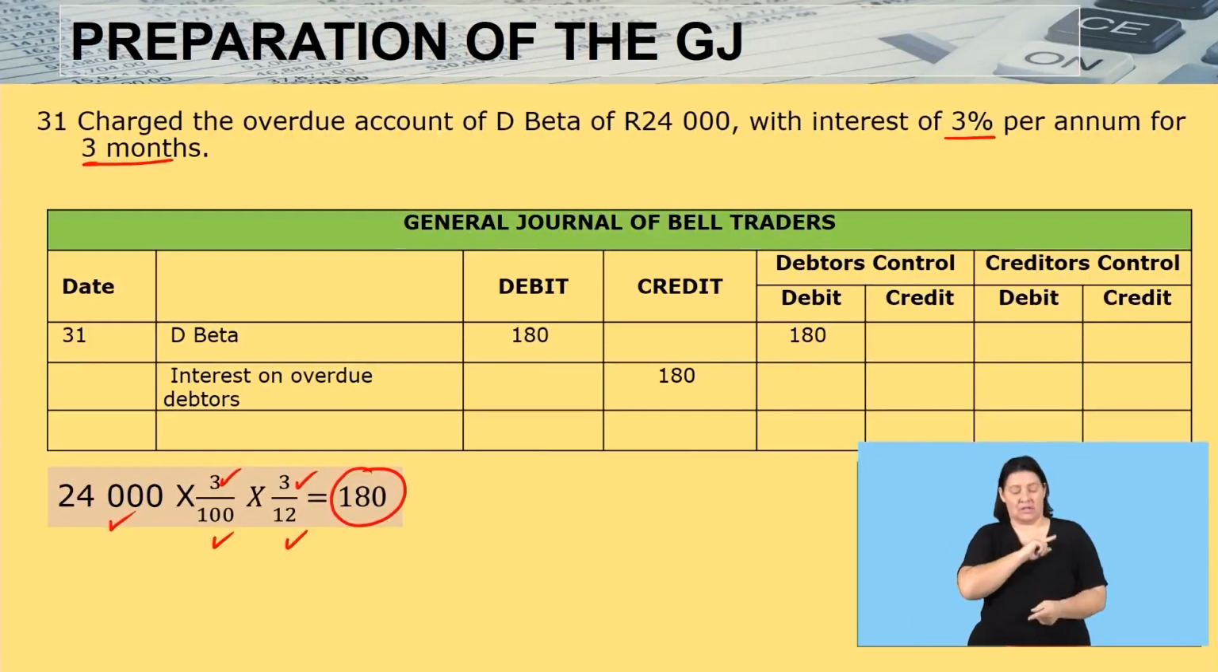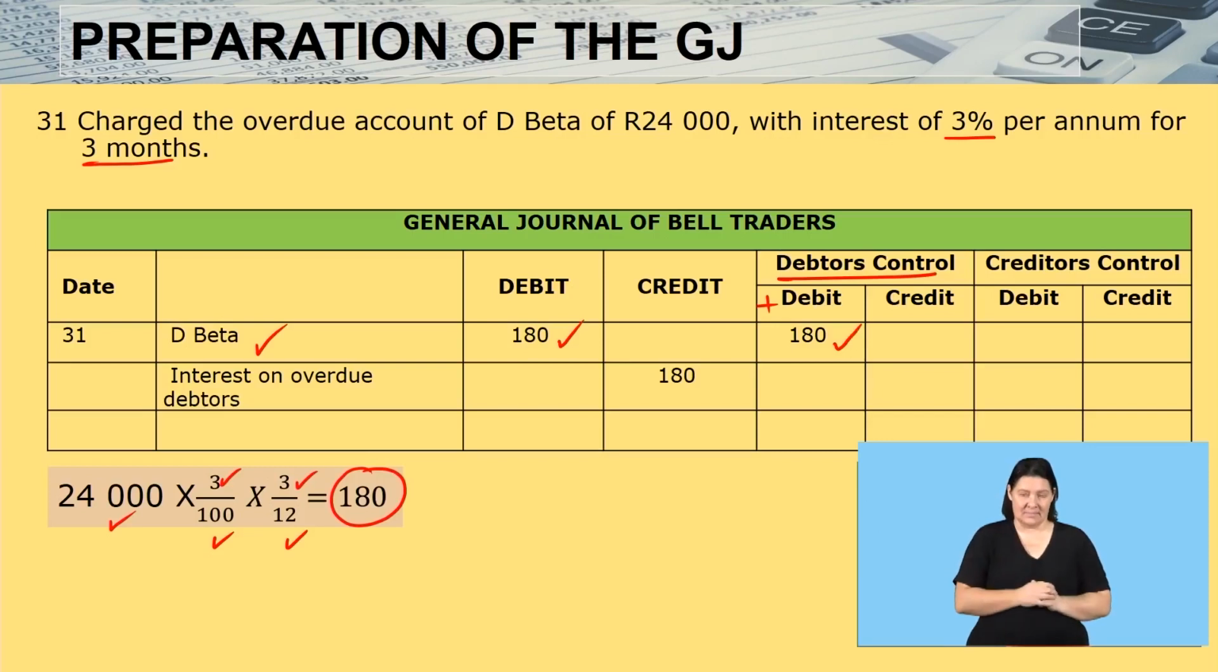So we have to debit this particular debtor. So we debit D Better. And there is the debit, 180. Once we debit our debtor, it is going to increase as well our debtor's control. So you see, when we come to the debtor's control, I have a plus on the debit side, 180.